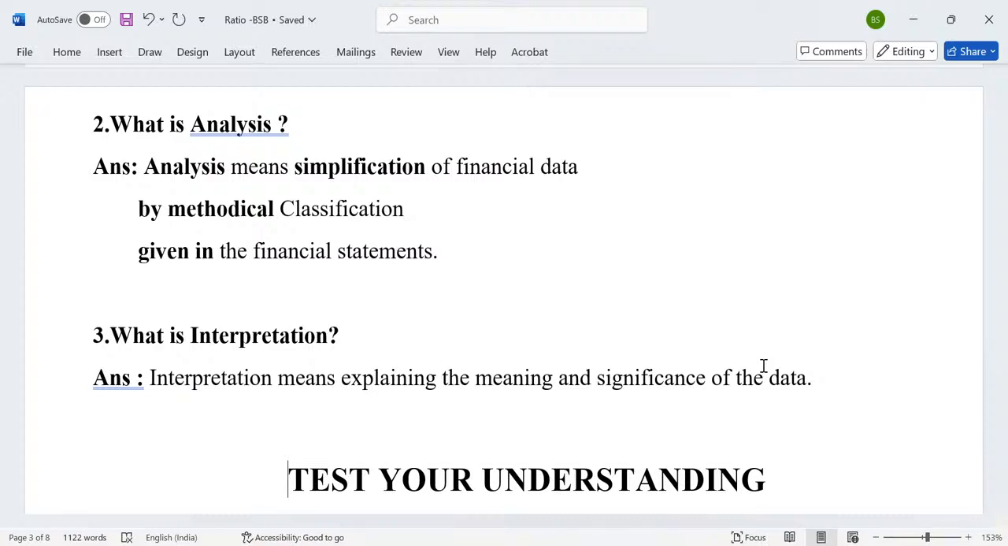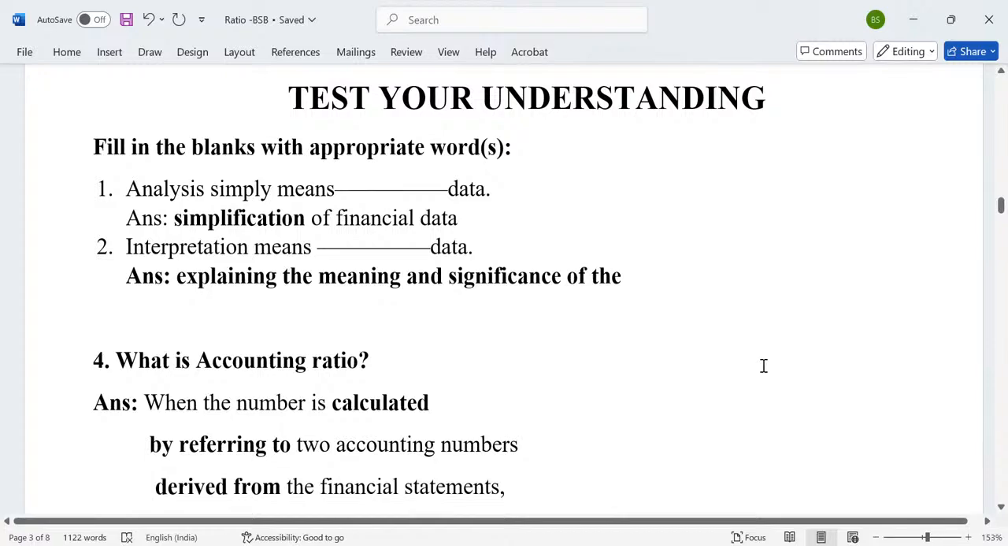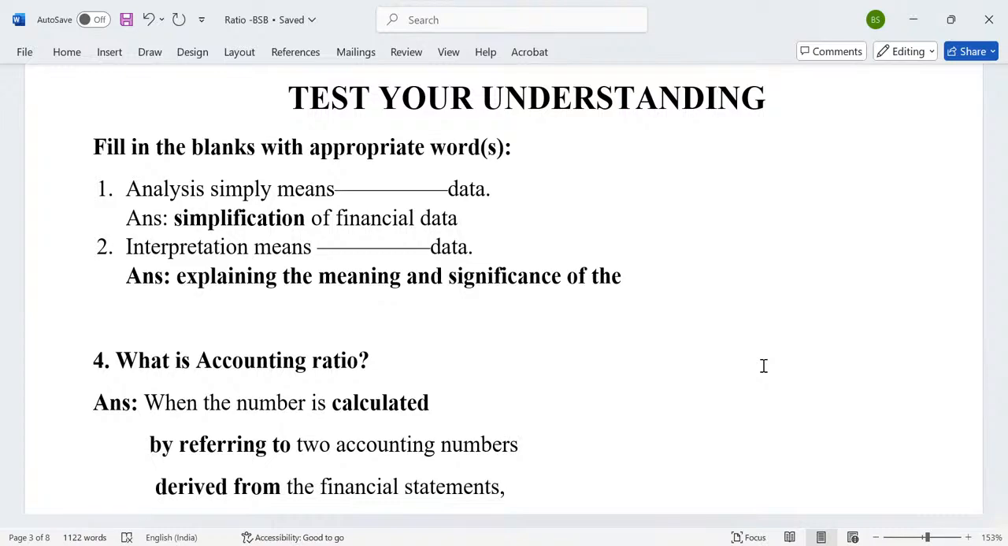Okay. Next, test your understanding. Fill in the blanks with appropriate words. Analysis means dash dash data. Analysis means simplification of financial data. Interpretation means dash data. Interpretation means explaining the meaning and significance of the data.